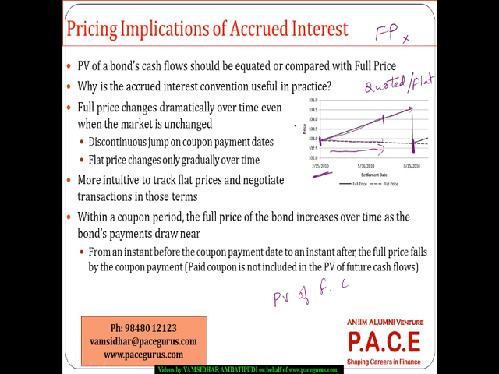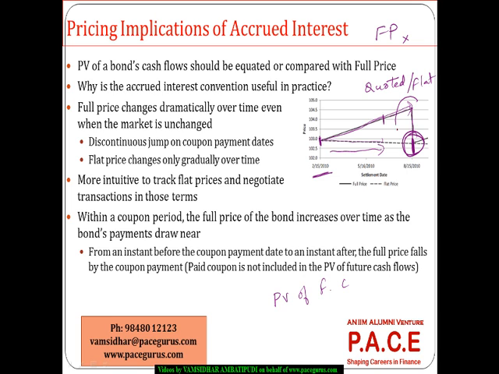So the full price changes over time even when the market is unchanged, because nothing has changed. The market is very much plain, but still during this period the full price is going up because it is approaching the coupon payment date, and suddenly once the coupon is paid, the price falls, because this coupon will no more be included as a part of your future cash flows. And at the same time, because the coupon is already paid, the accrued interest is no more. So suddenly the price of the bond is going to fall.